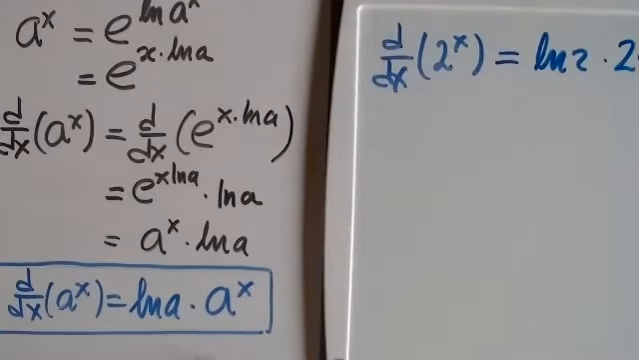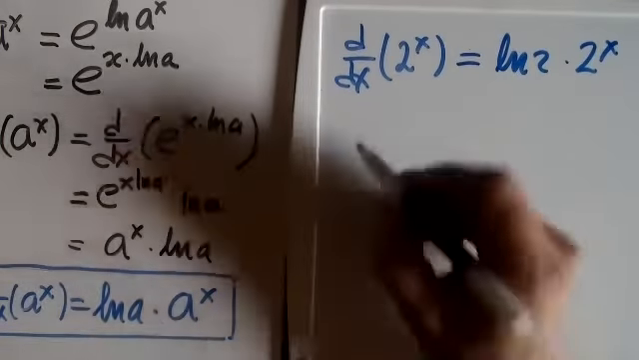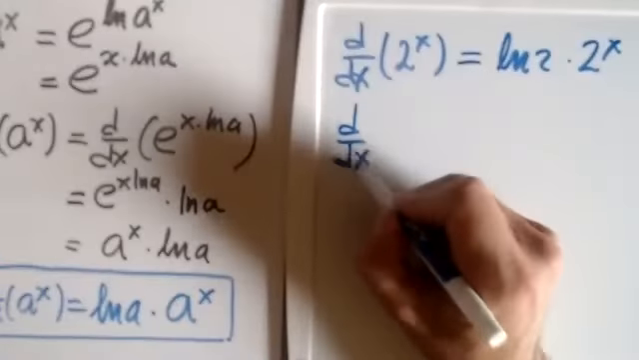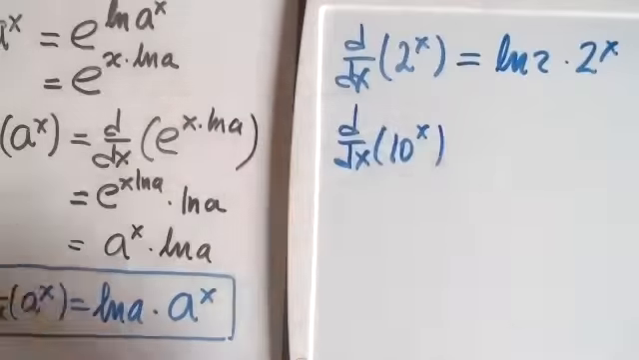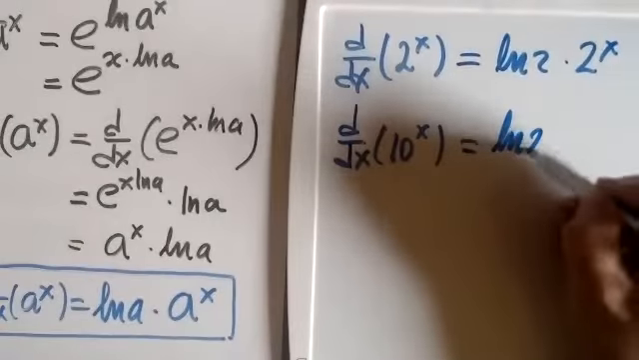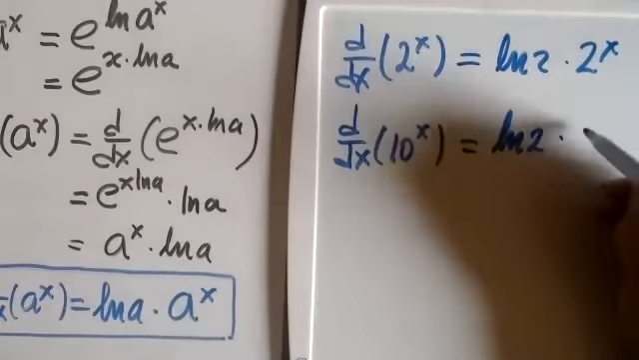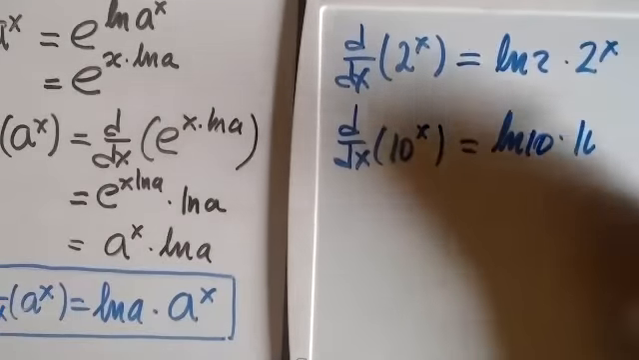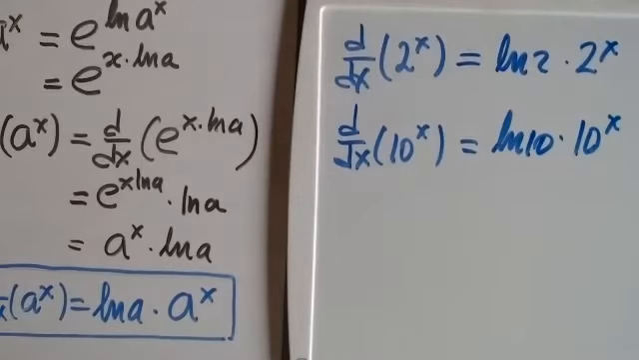And that's my answer. If I have, for instance, the derivative with respect to x of 10 to the x, right? Okay. So I have to do ln of 10 times 10 to the x. That's it. So the derivative of the exponentials is very simple.